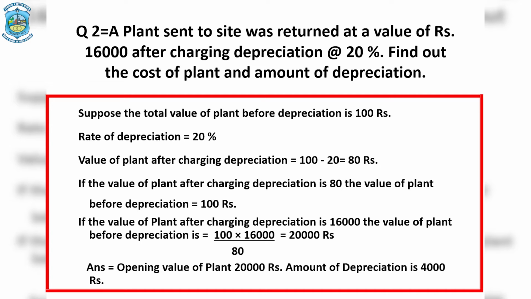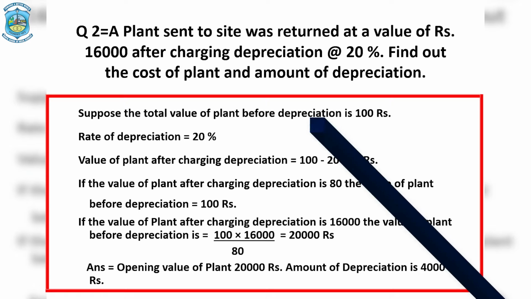Opening value of plant minus closing value of plant gives you the amount of depreciation, or you can directly calculate the amount of depreciation with the help of the opening value of plant. Then, opening value of plant minus the amount of depreciation, you can get the closing value of the plant. So that is question number 2.